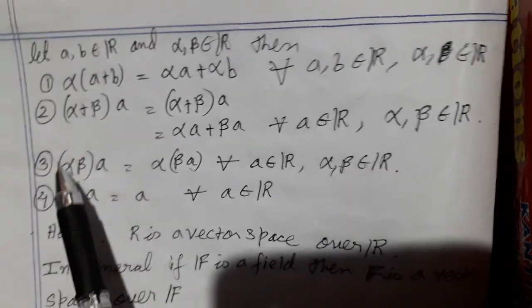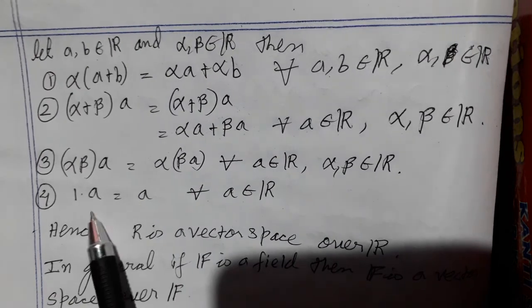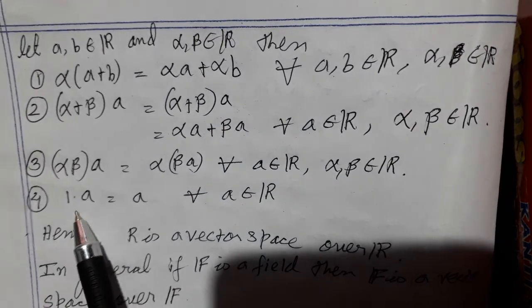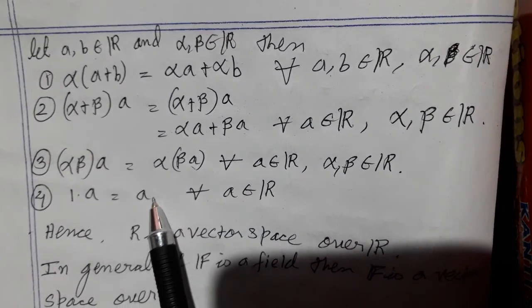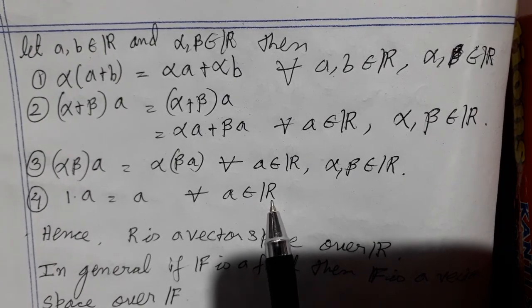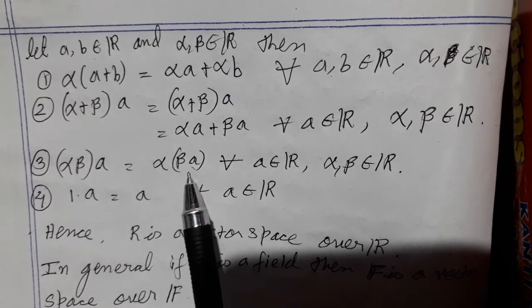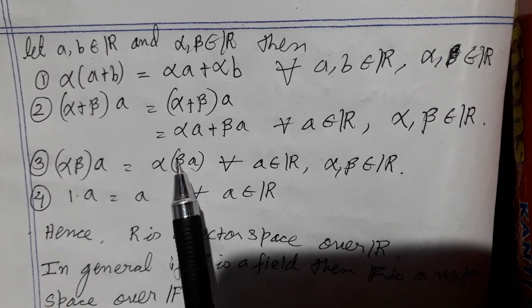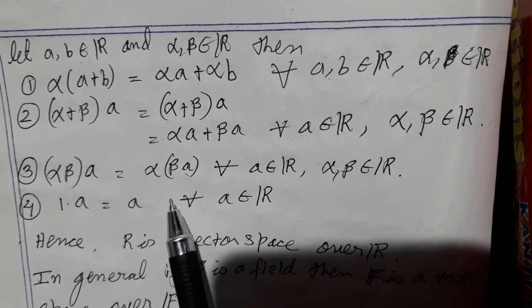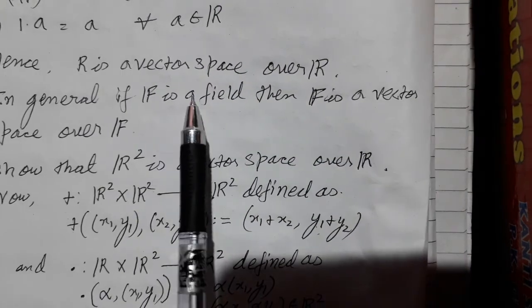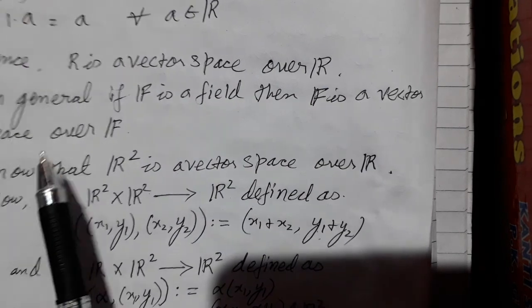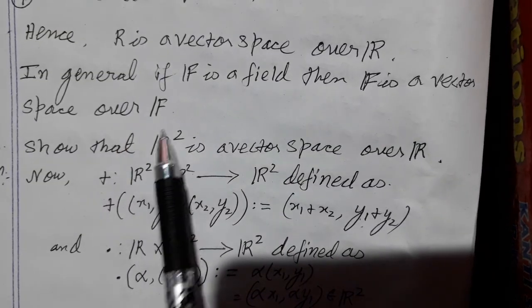In the same way, this also will be true, as well as 1 into a. So 1 into a is always a for all a belongs to real numbers. So all the four conditions of a vector space are satisfied. So hence R is a vector space over R. Okay, so in general, if F is a field, then F is a vector space over F.